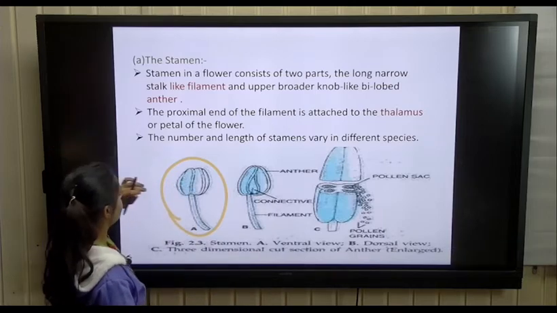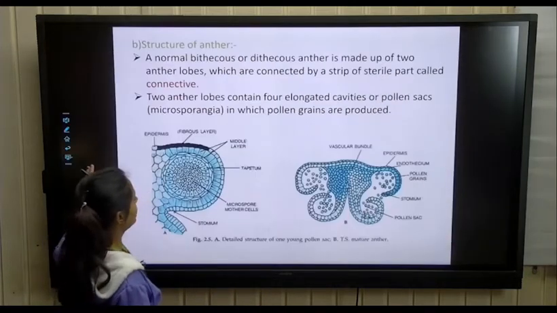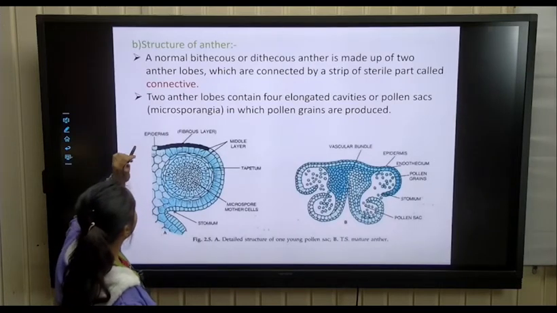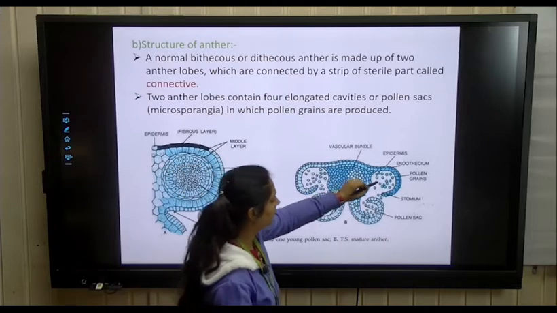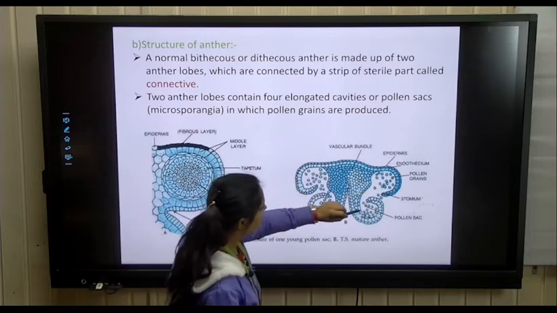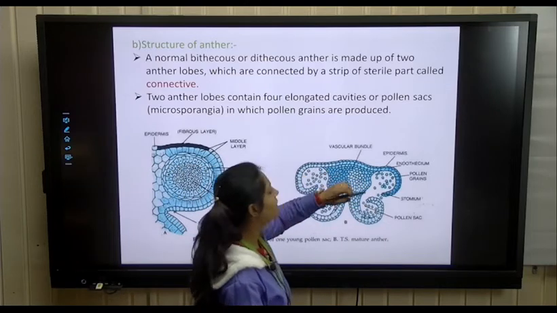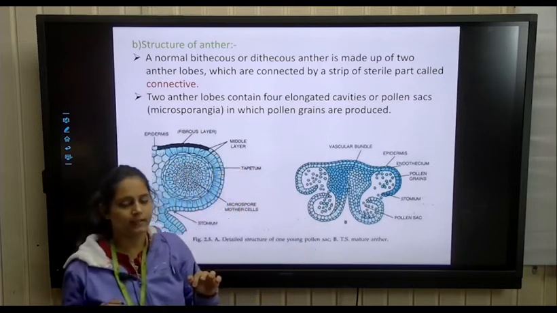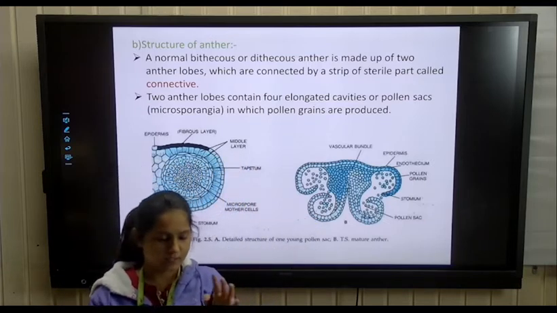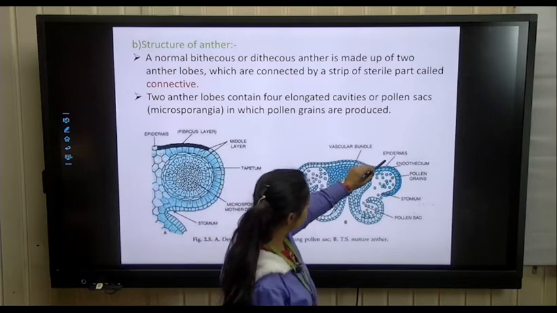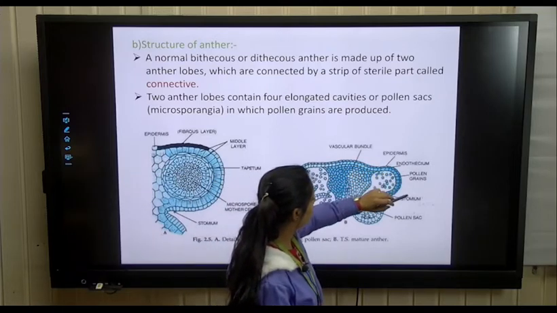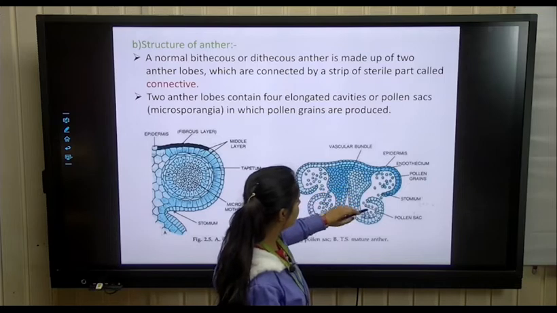So let's discuss the internal structure of the anther. The anther is a bilobed structure. So when we cut the transverse section, it looks like this. There are 4 chambers, and there are 4 layers also. The anther is surrounded by 4 layers, and first is the epidermis, endothecium, and then last is the tapetum.